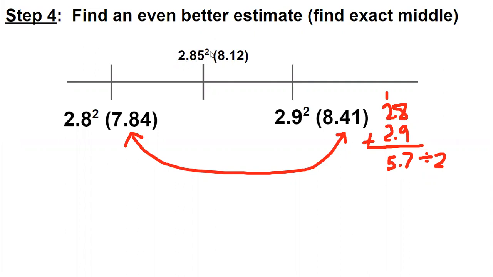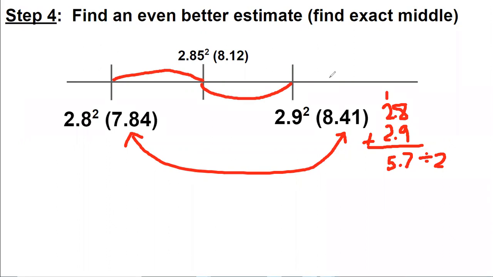So then I'm going to square that, and I'm going to get 8.12. So now I have to ask myself where 8 is going to fall in that. Is 8 going to be on the lower limit here to here? Or is 8 going to be on the upper limit here to there? Where does 8 fall? Is it between 7.84 and 8.12? Or is it between 8.12 and 8.41?